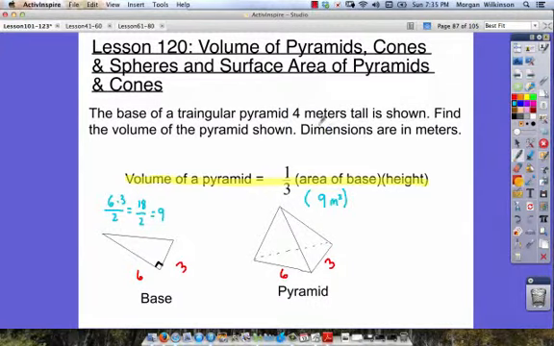The height of this problem is 4, that's what it tells us. That's 4 meters, and remember height is always measured straight up and down. And then we're going to have to multiply this by 1/3. 9 times 4 is 36, and it would have to be 36 cubic meters. And then we're going to multiply that by 1/3. When we multiply a number by 1/3, it's like dividing it by 3. So 36 divided by 3, well, that's going to give us 12. And we've got our answer of 12 cubic meters.